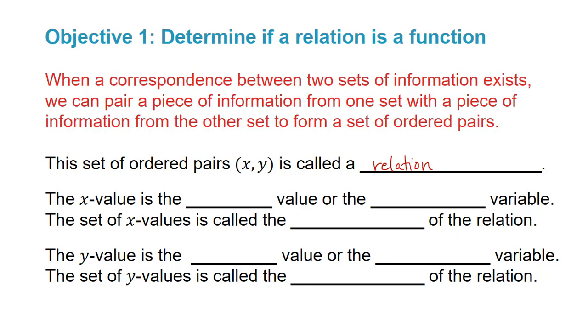The x value is the input value or the independent variable. The set of x values is called the domain of the relation. The y value is the output value or the dependent variable. Right, the value of y depends on the value of x. And the set of y values is called the range of the relation.